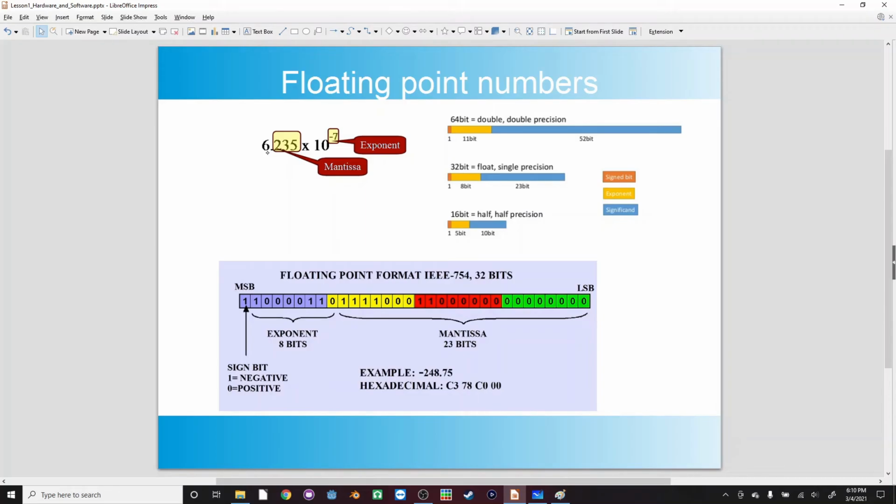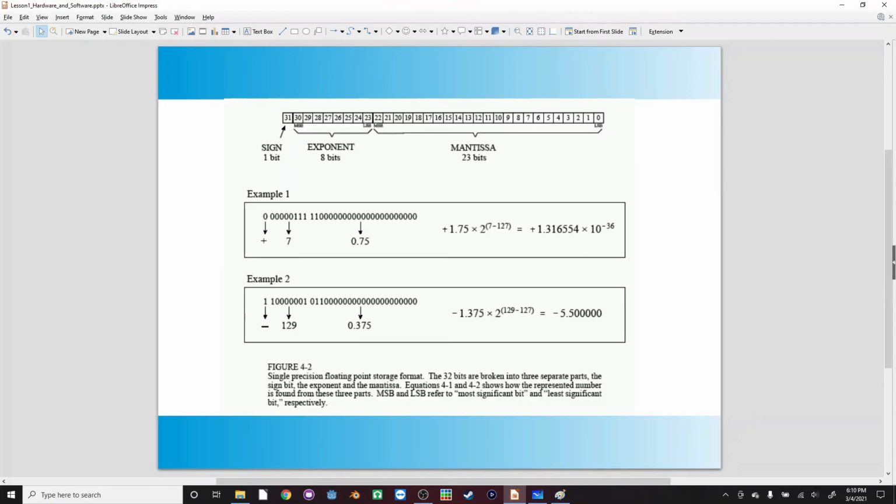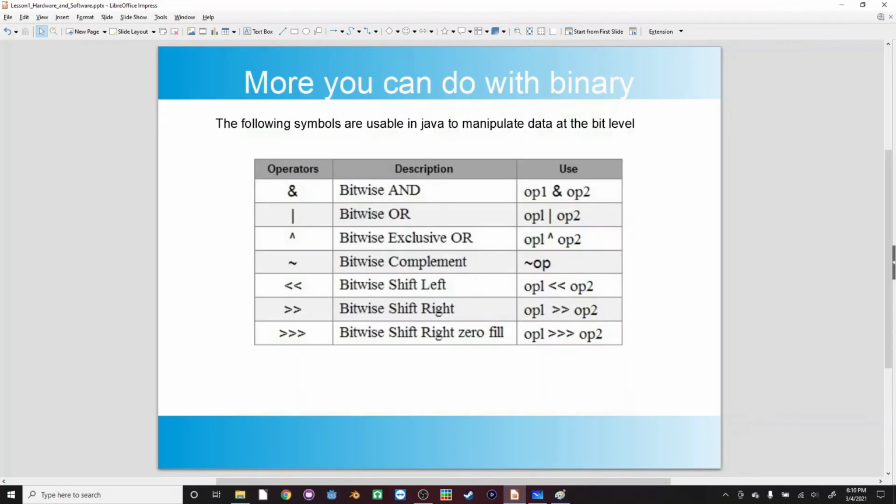And this is what it looks like in binary. It gets complicated. You don't need to know that, but basically computers know how to represent data in different ways. You don't have to worry about that specifically, but you do need to understand what a floating point number is, what an integer is, and signed and unsigned bits. Believe me, signed and unsigned is going to come up quite a bit in programming.